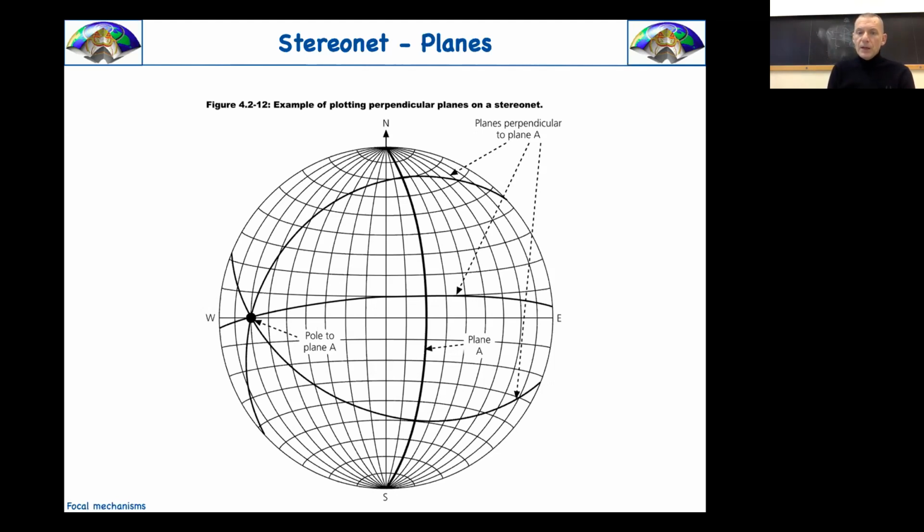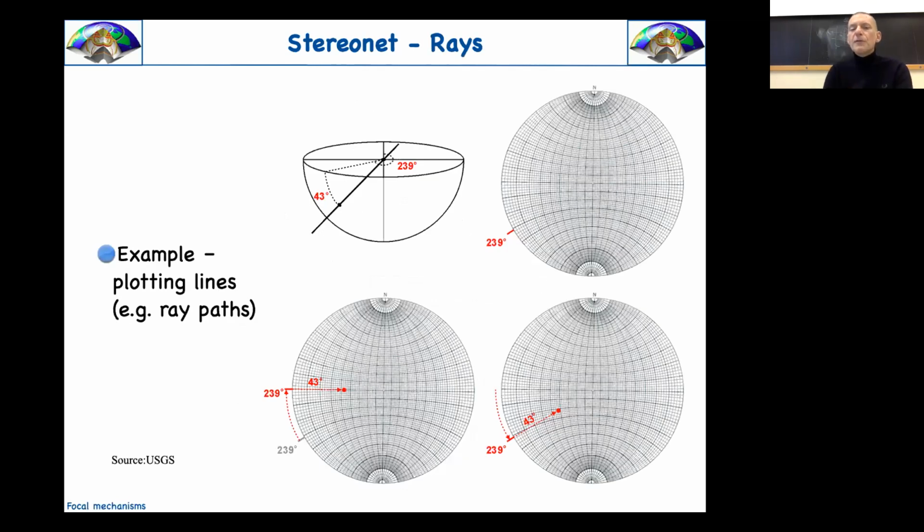Okay, so if you have a circle on this map that is passing through this pole, it means that all these planes will be perpendicular to the initial one, because they will be parallel to the normal. Just to let you imagine how things are projected using this convention here. Let's proceed with the final piece of information.